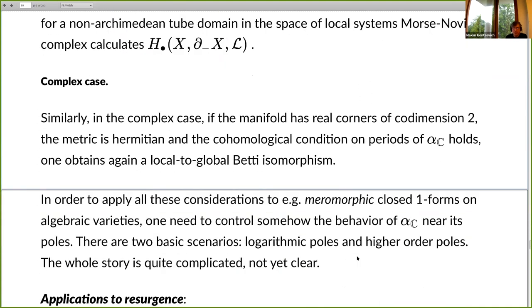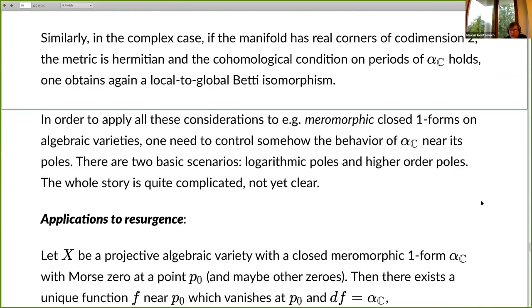Okay, what do we do in the complex case? In the complex case, again, if my complex manifold has real corners of codimension 2, and the metric is Hermitian, and again there is a cohomological condition on periods, so that stable and unstable sets do not intersect each other, then I again get a local to global Betti isomorphism.